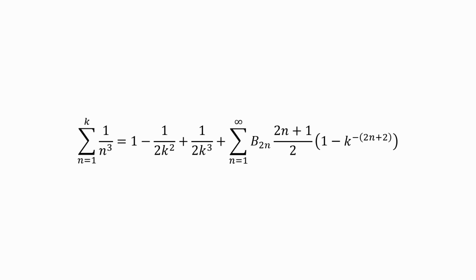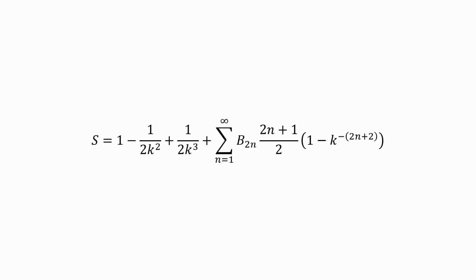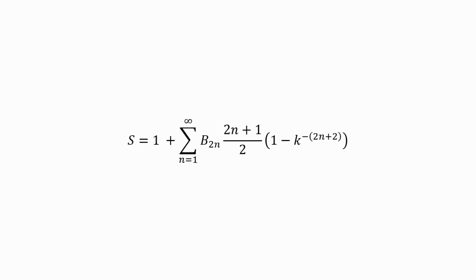Now for the moment of truth. Let k go to infinity. The left-hand side becomes the infinite sum we want. Let's call it s. The 1 over 2k squared and 1 over 2k cubed will vanish as k goes to infinity. Also, k to the minus 2n plus 2 will go to 0, since minus 2n plus 2 is negative.